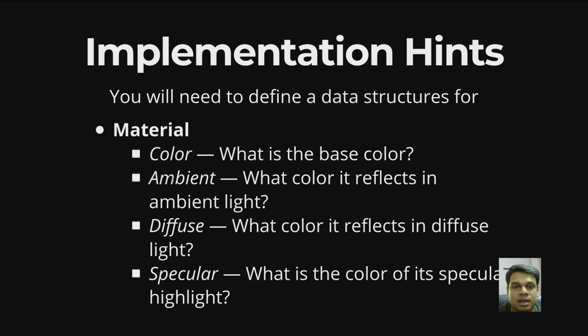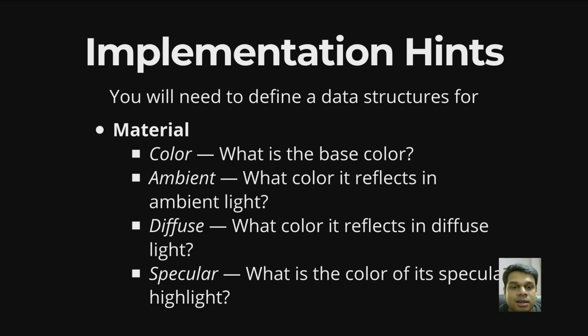And the second thing we need is ambient. So even if there is no light source, there is an ambient light which is falling on the object, and what color it is and how much intensity it has is what is known as the ambient component. That's the second component I would recommend.